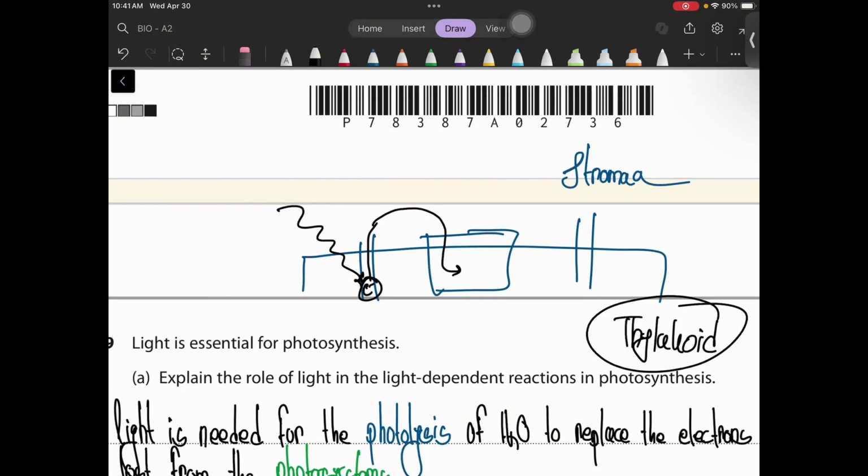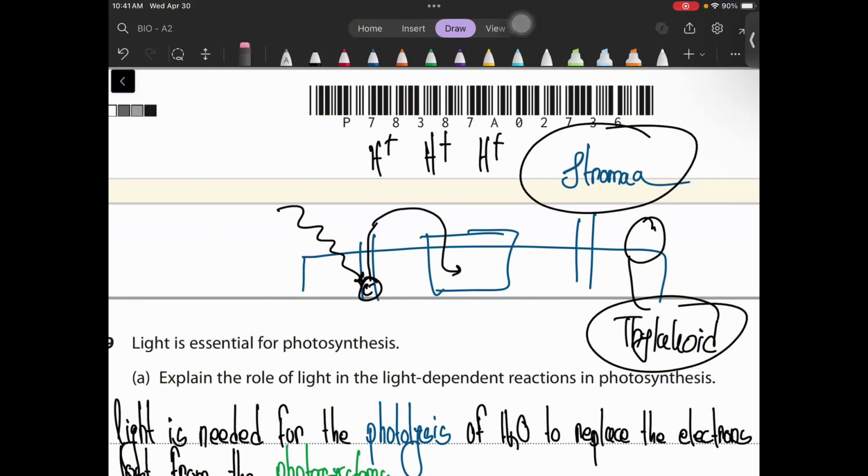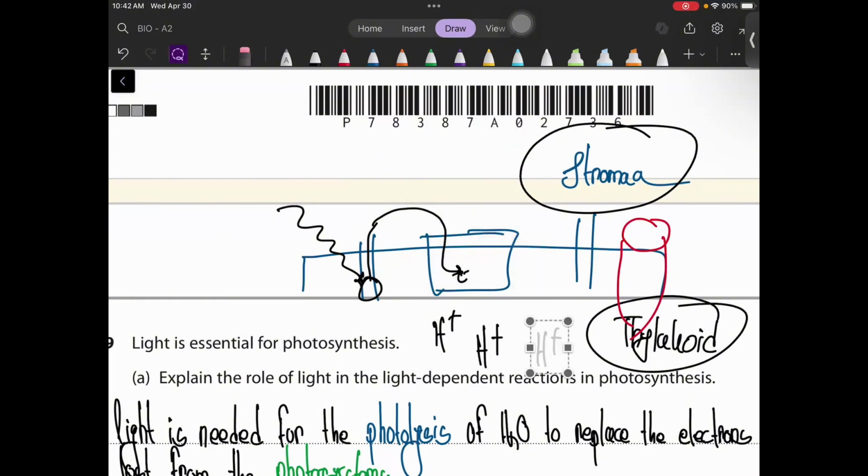In the stroma, there is a higher concentration of H plus ions. And suppose there is an ion channel known as ATP synthase. So what actually happens in the light dependent reaction? The electron gets excited due to light hitting it and gets transported into the electron transport chain. As a result, the electron transport chain has enough energy to pump H plus ions inside the thylakoid. The concentration of H plus ions inside the thylakoid increases, so they pass to the stroma via diffusion through the ATP synthase ion channel.